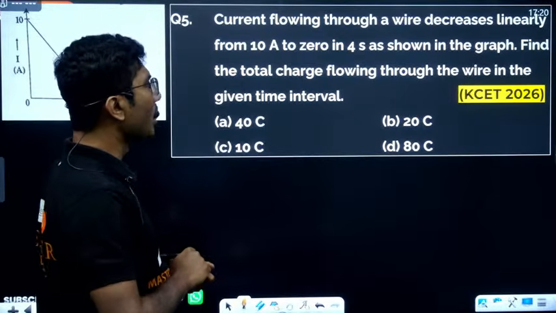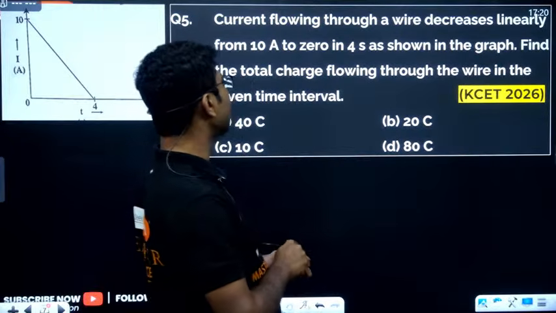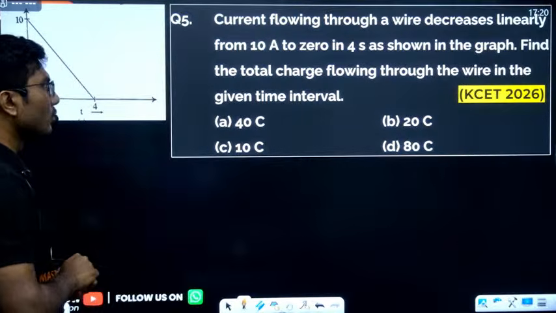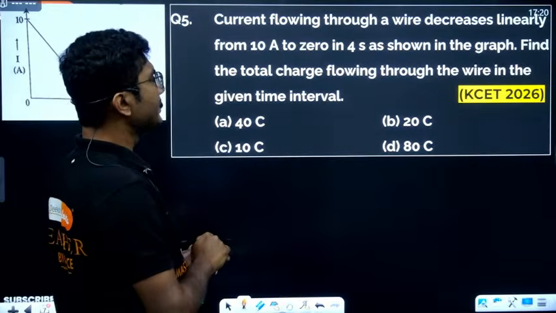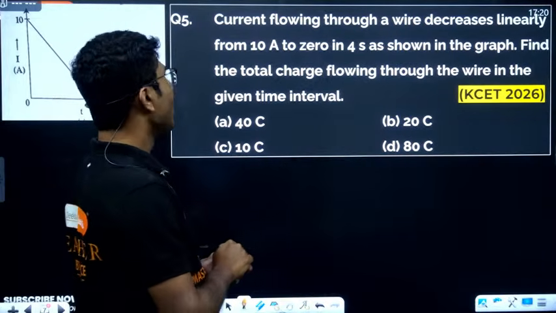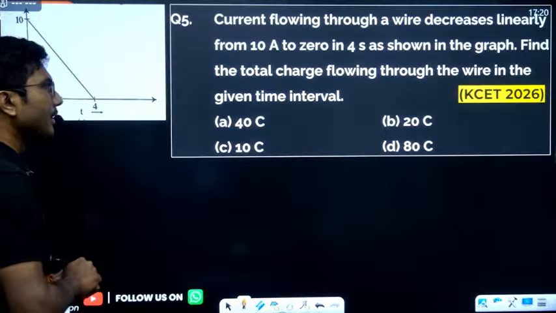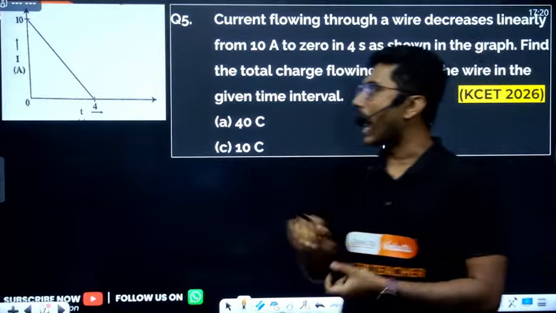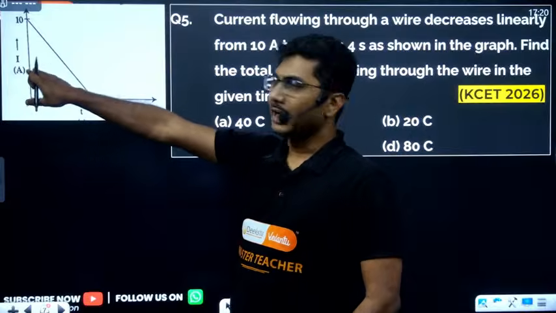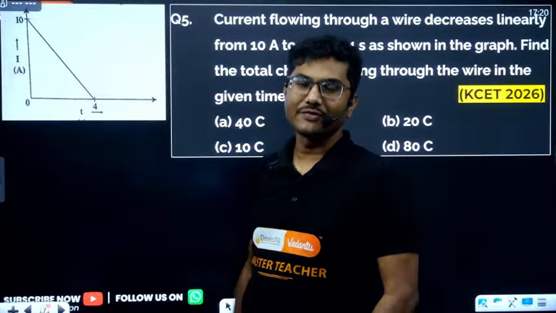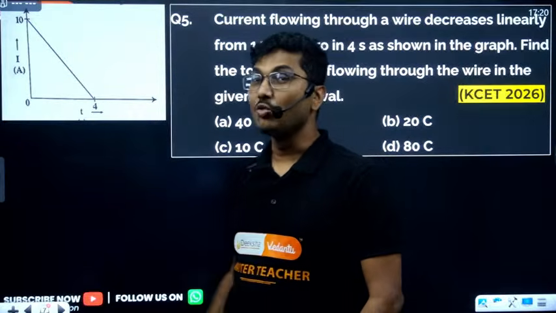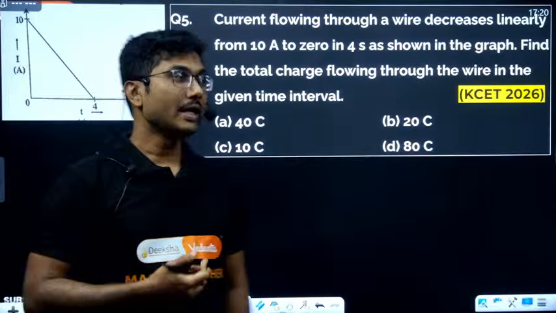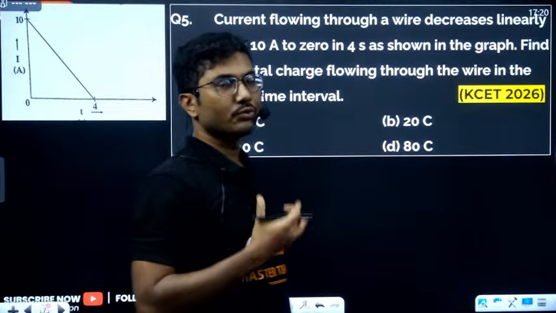Current flowing through a wire decreases linearly from 10 ampere to 0 in 4 seconds as shown in the graph. Find the total charge flowing through the wire in the given time interval. So here I versus T, current versus time graph is given, and they are asking how much charge has flown. Amount of charge that has flown through the conductor.